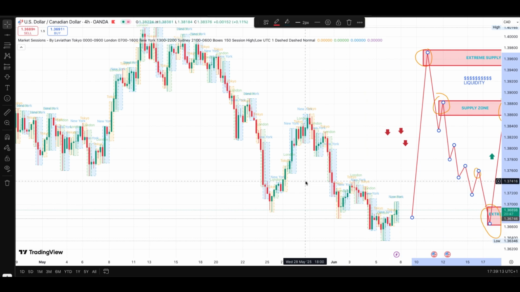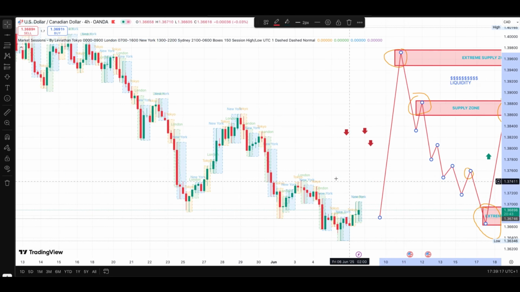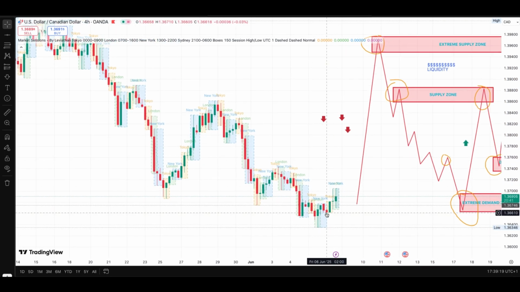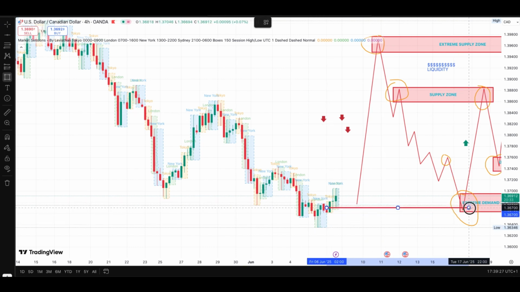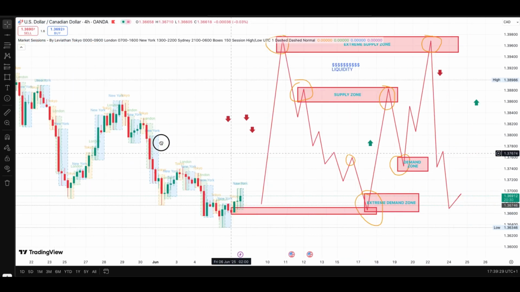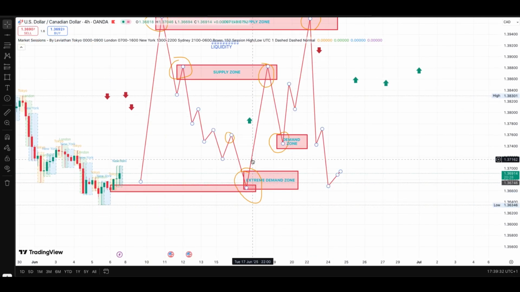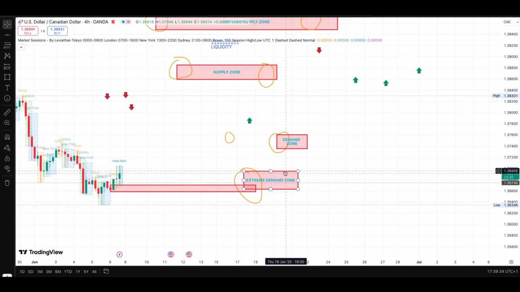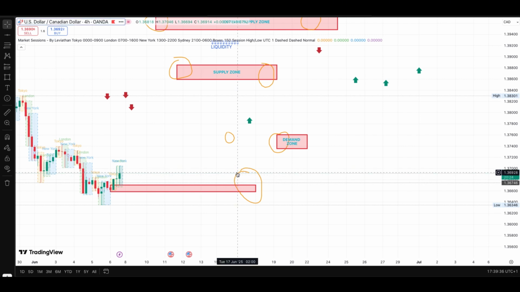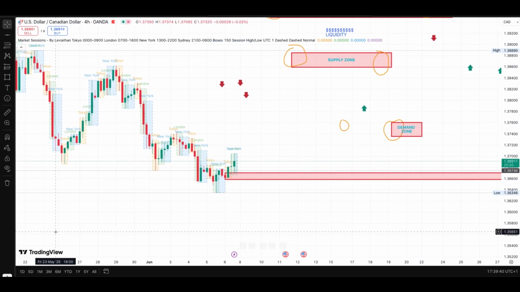So where is my demand zone? Where is the last candle before the upward push? If you can see the screen very well, you can see that we have a red candle and we have this bullish engulfing. So we can actually use this as our extreme demand zone. Just to be on the safer side, we don't want to shoot ourselves in the leg, we can use it as an extreme demand zone.